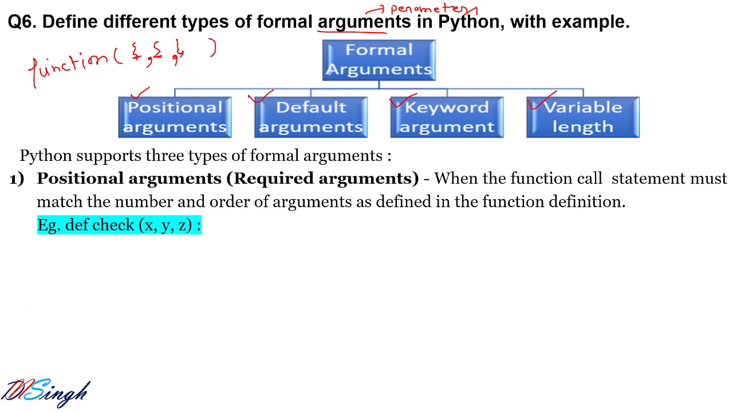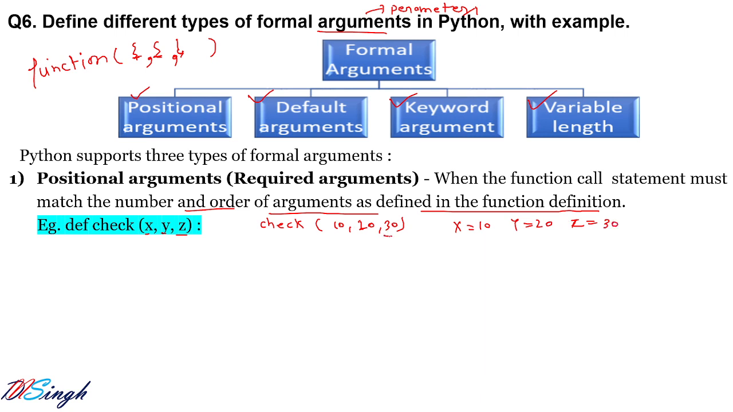Let us see positional argument. A function call statement must match the number and the order of arguments as defined in the function definition. So if your definition has 3 variables, then you have to pass only 3 values at the time of function call. That is called positional parameter. If I write check 10, 20, 30, position-wise x equals 10, y equals 20, and z equals 30. This is how the positional parameter works.